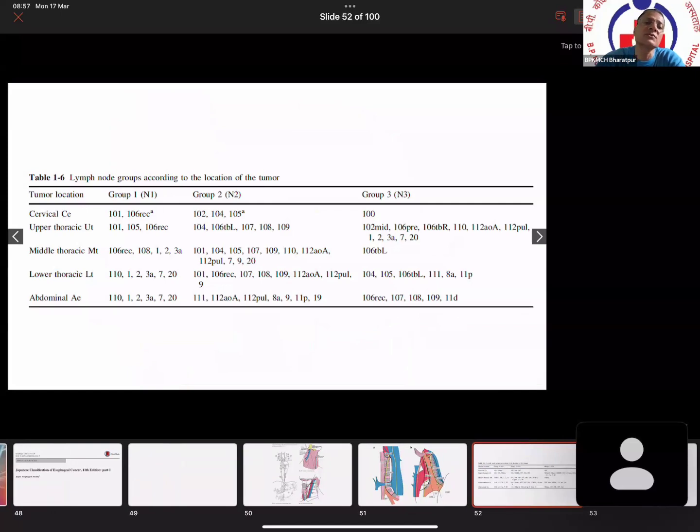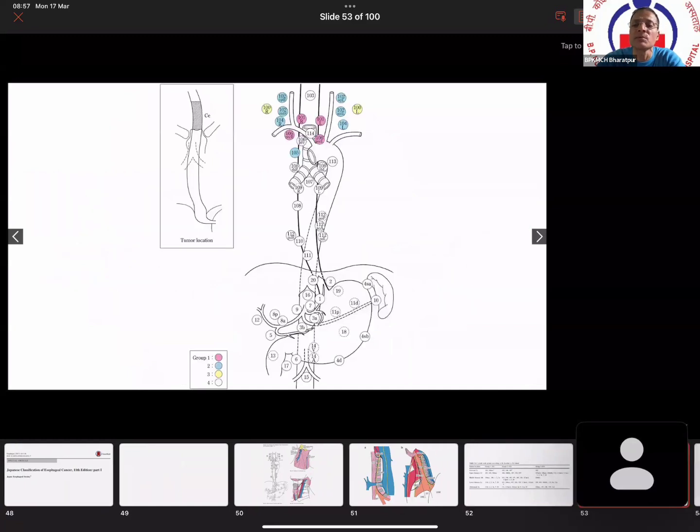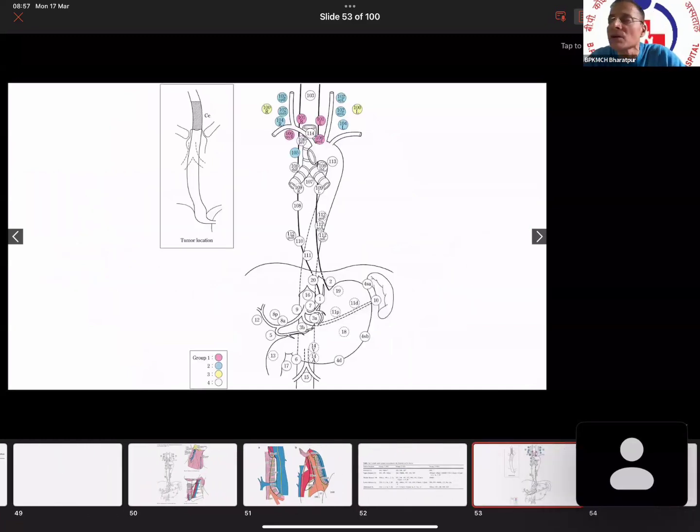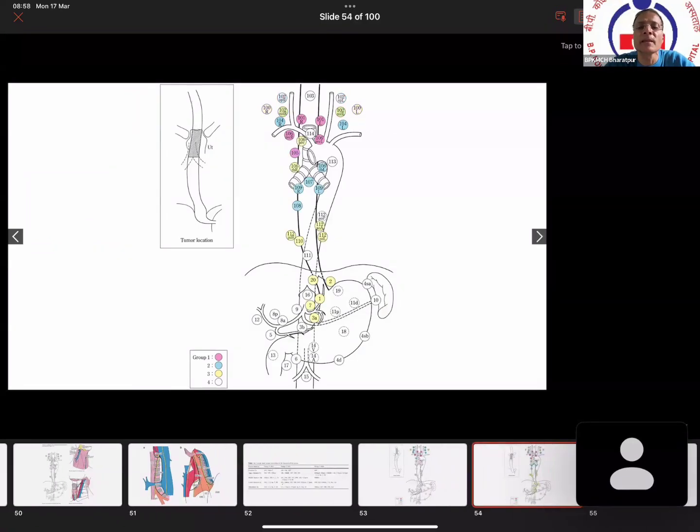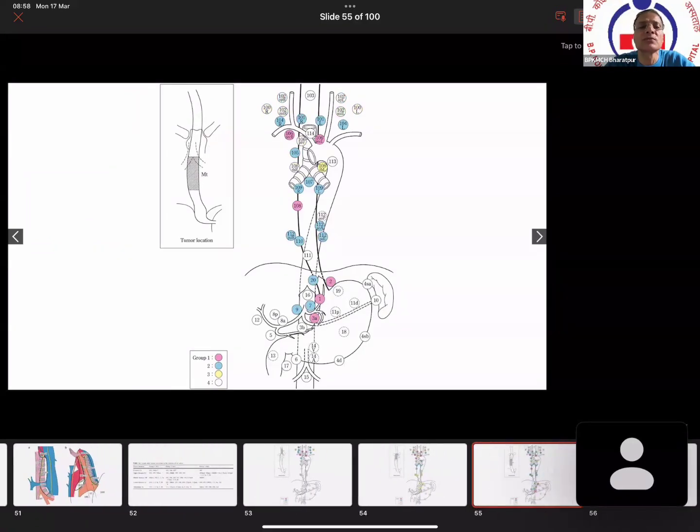So these are the N1, N2, N3 groups divided for the cervical, upper, middle, and lower abdominal esophagus. You can get this from the literature; it may not be very important to discuss all these points. These pictures show, for example for the middle group, which nodes have to be taken out. These are the groups which are mostly involved by the tumor.